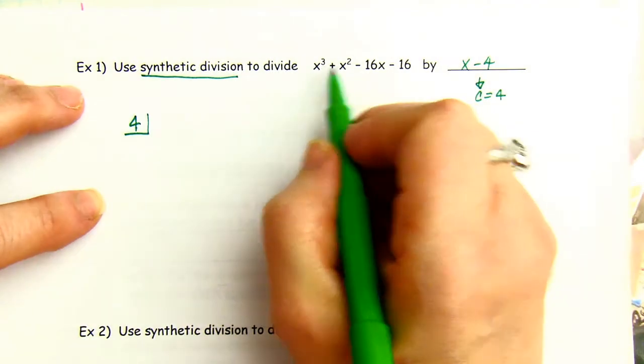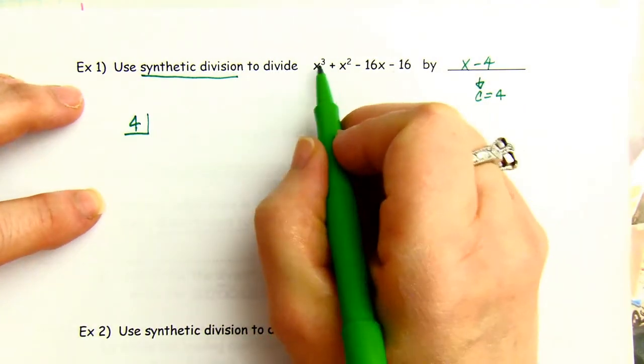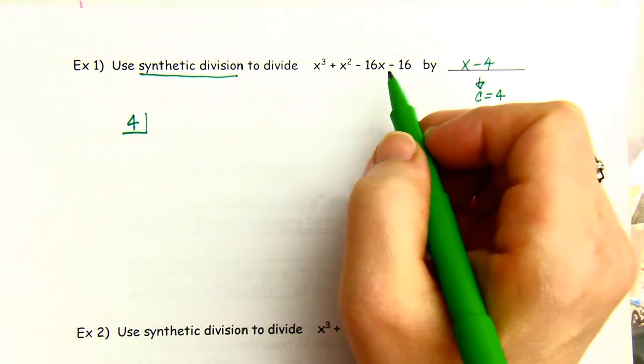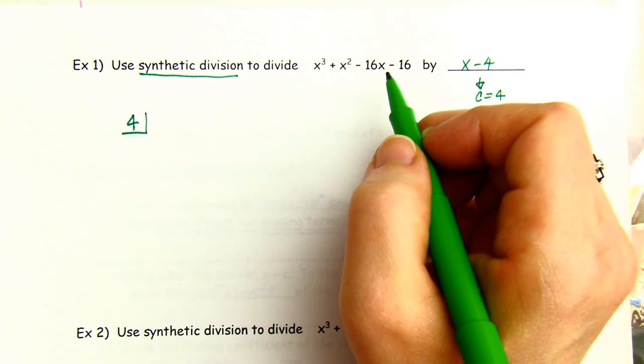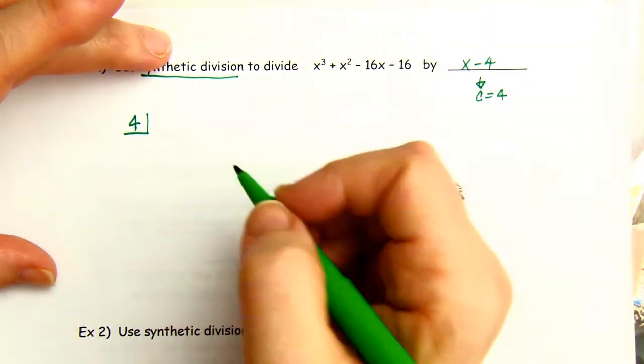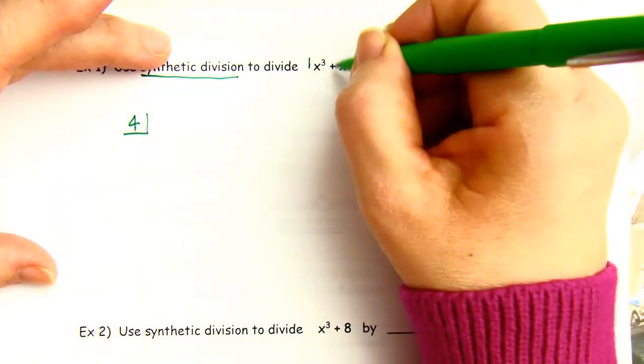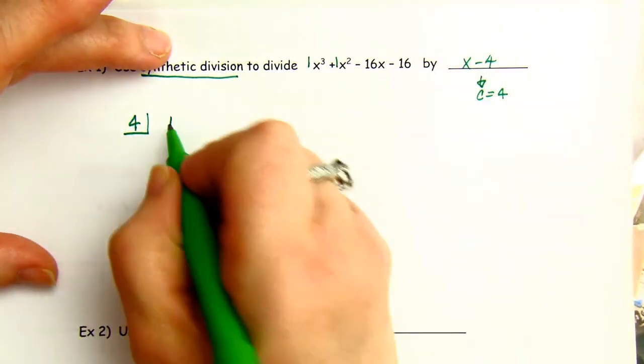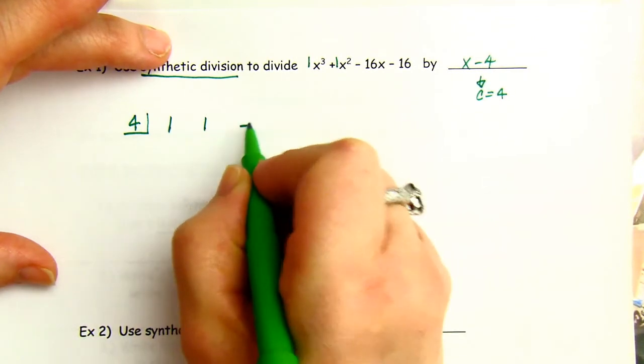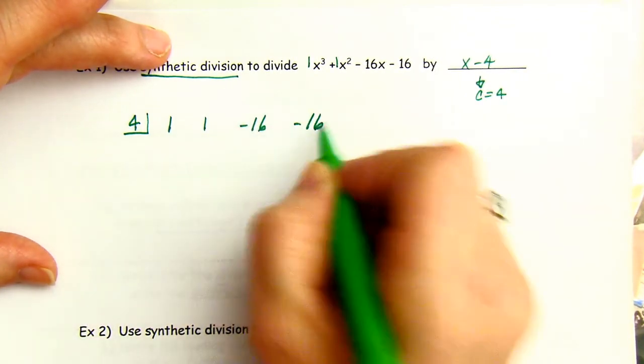And I look at my terms, and I'm like, oh, okay, third power, second power, first power, no power. There are no missing terms, and I am in the correct order. So I'm going to write the coefficients, right? This is a 1, that's a 1. So I have a 1 here, a 1 here, a negative 16 here, and a negative 16 here.